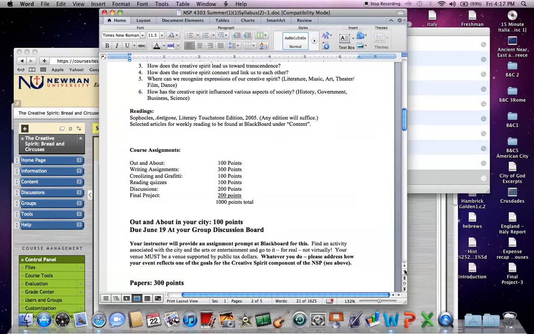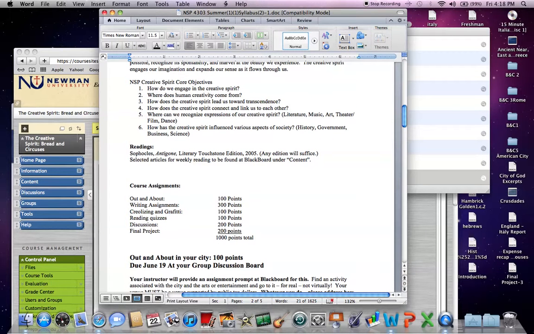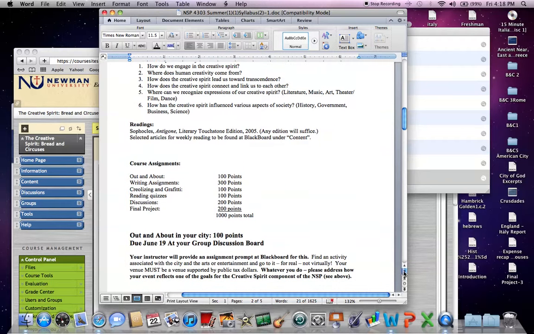And the assignment is there at Blackboard, but mostly I also want you to think about one of those goals that we talked about up above, right? How can you see this Out and About project helping us to engage in the creative spirit or showing us where human creativity comes from? Maybe you managed to get to the Wichita River Festival and you saw that the posters for the Wichita River Festival are inspired by the flow of the river and the art design. Perfect. You're in. You've done it. How does the creative spirit lead us towards transcendence, etc.? So pick one, just one of those goals, and see if you can connect it to your experience.